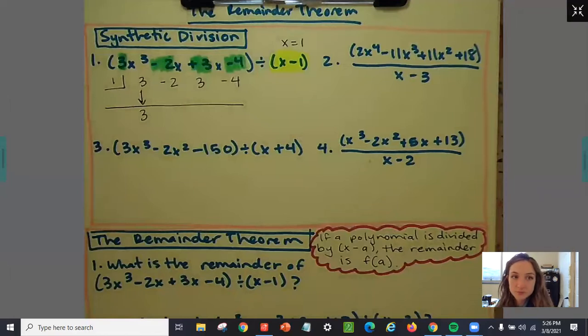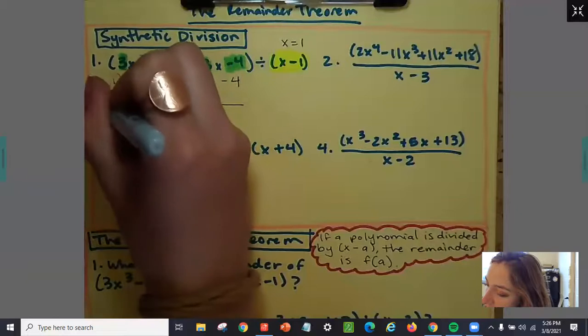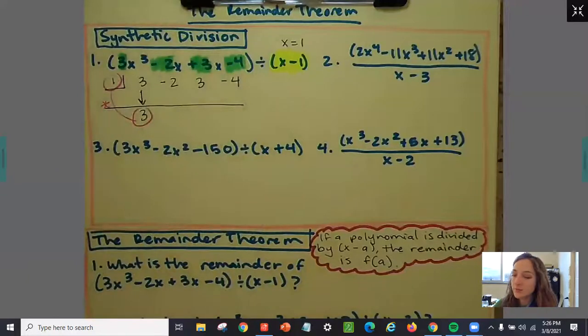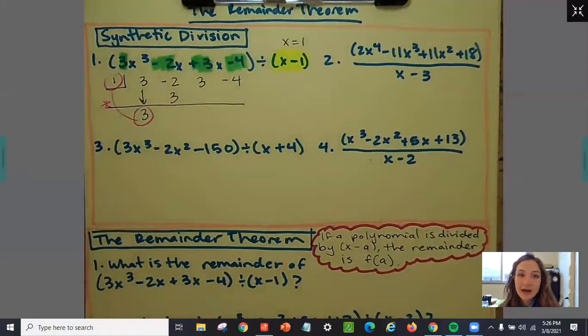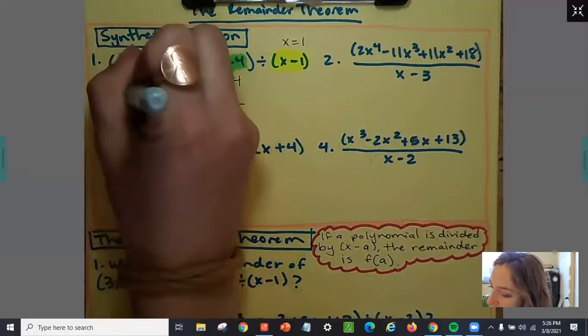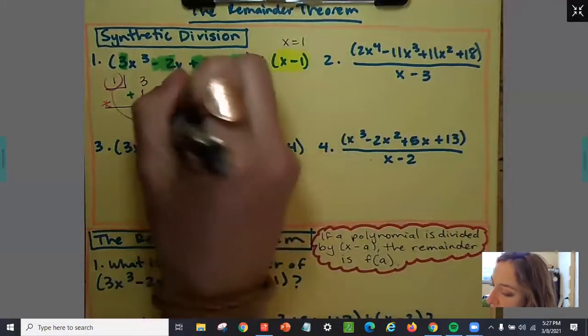So I'm going to do 1 times 3, okay, and 1 times 3 is going to give me 3, so I'm going to put that right here. Then whenever I'm here, I'm going to be adding down. So think about this as like a large addition problem, so we're adding. Okay, so we're going to do negative 2 plus 3, which is positive 1.